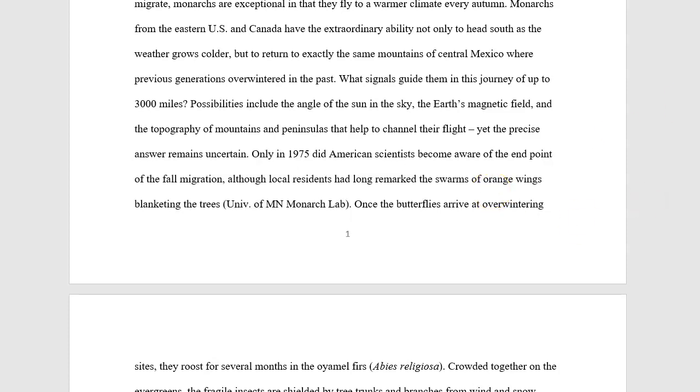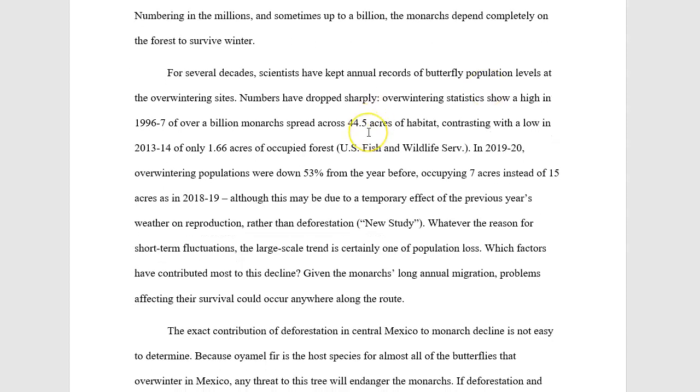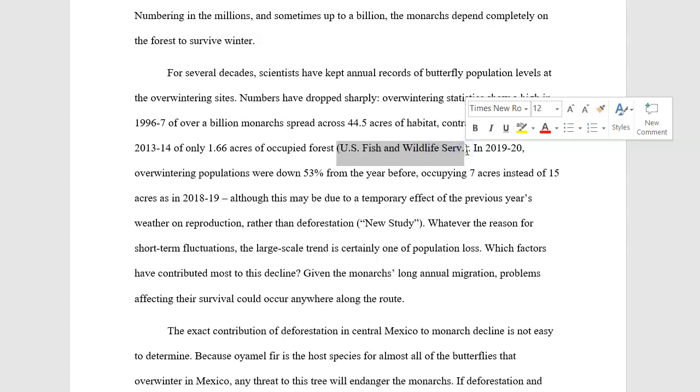Okay, let's move on now to my next paragraph. Again, I'm just showing you here how to do the parenthetical citations. I'm not going to read the whole paper out loud. So here's another source where the name of an institution counts as the author. This source comes from the U.S. Fish and Wildlife Service, and I'm citing that as my source here.